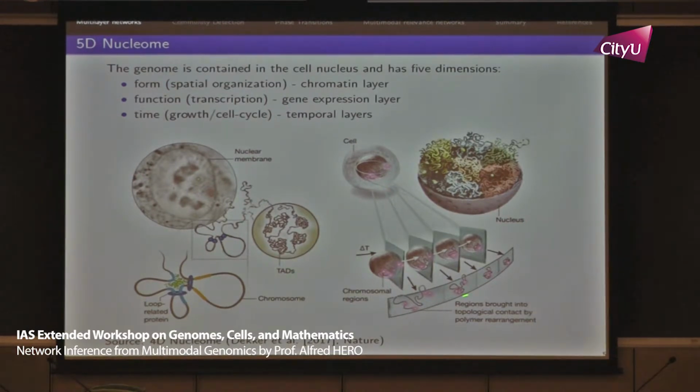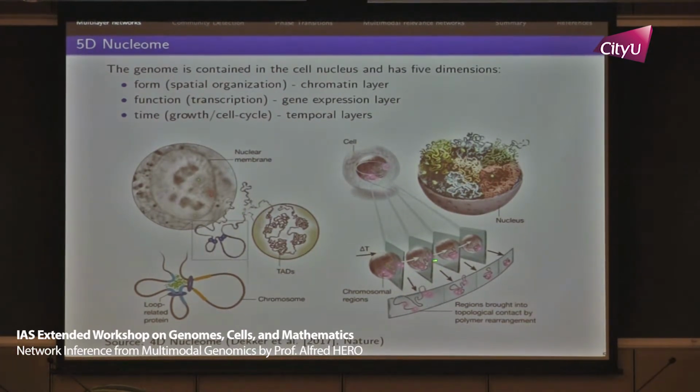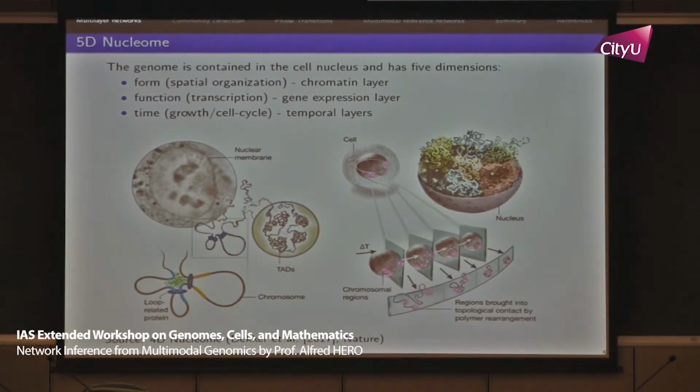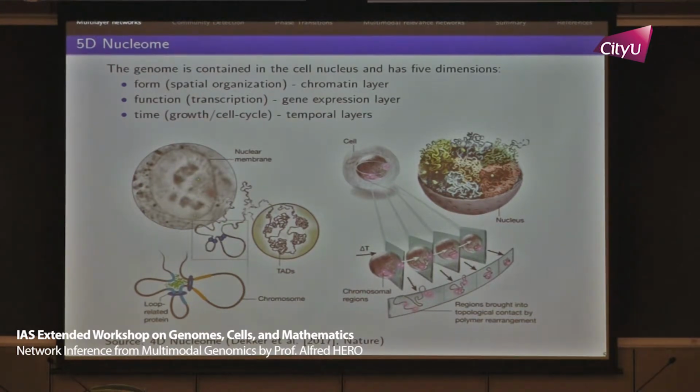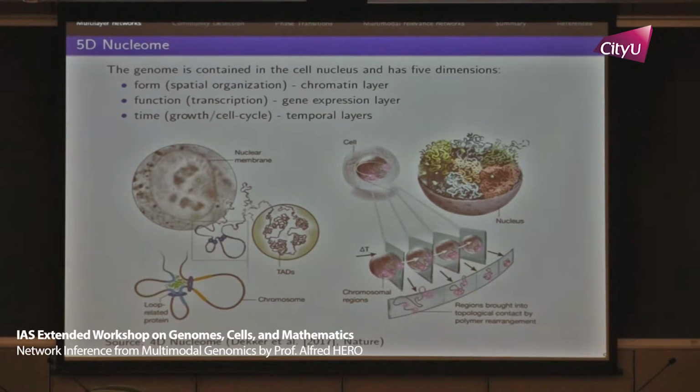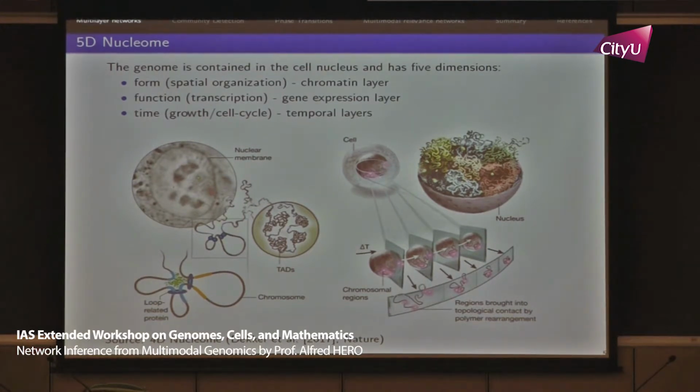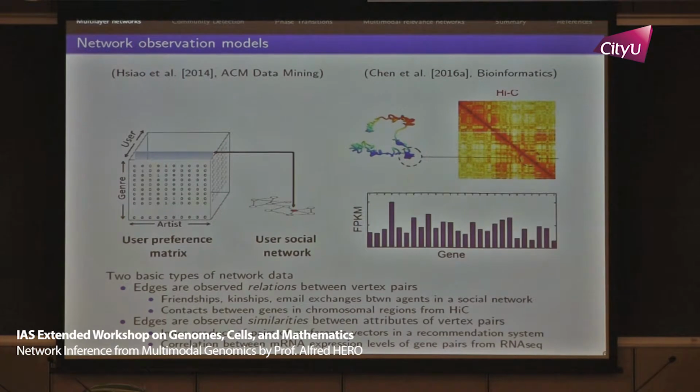So this just shows over time, this might be over the cell cycle, where these chromosomal regions or territories change. They configure in such a way that promoters and enhancers along the DNA strands for each chromosome come into contact with each other and then produce expression, right, of messenger RNA that then causes a metabolic conclusion of some sort. So the 5D nucleome I'm going to come back to at the end. But this is the basic issue with the network observation models for multi-layer networks that we're going to be talking about.